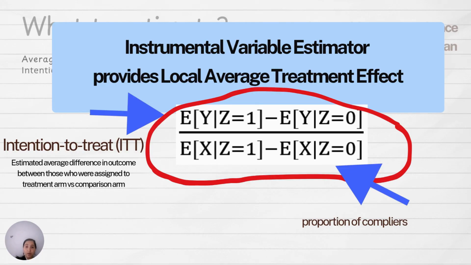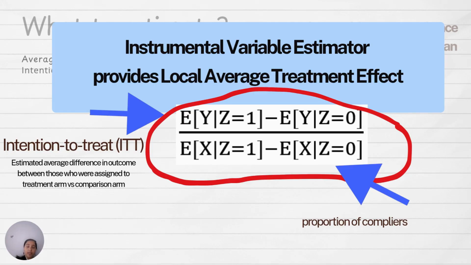If there was no non-compliance, it would be 100%, because all of those who are assigned to a treatment arm would be receiving the treatment, and none of those who are assigned to the alternate arm or the comparison arm will be receiving the treatment. So it will be basically 0, and 1 minus 0 would be 1. So the value that we are trying to calculate, the instrumental variable estimator, would be equal to the intention to treat estimate. And in that case, we do not need an instrumental variable estimator.